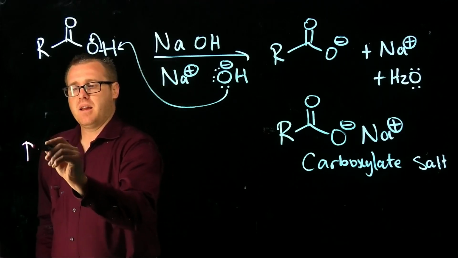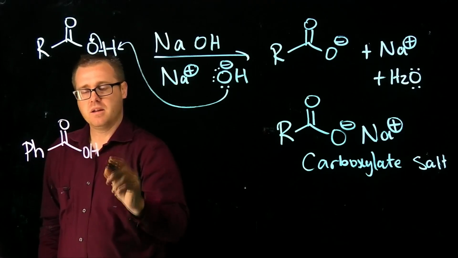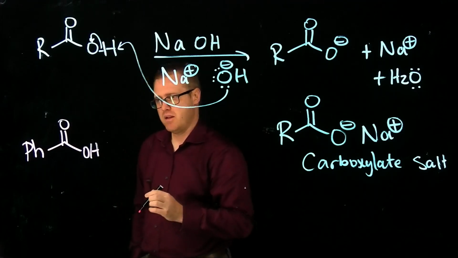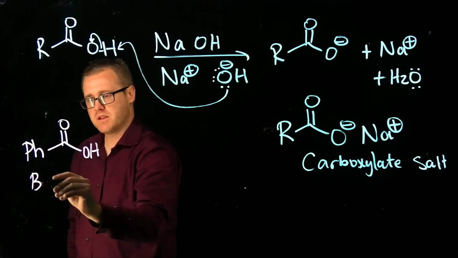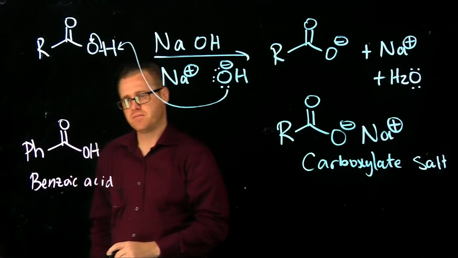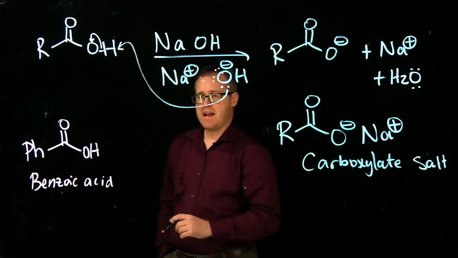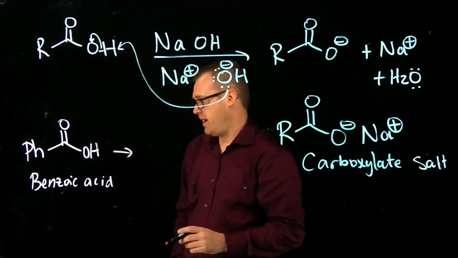Now, if I take this right here, I drew that in a different way than what you're probably used to seeing it. But this is a common name. This is benzoic acid. So if you treat that with base, you're going to what? You're going to make the carboxylate, right?